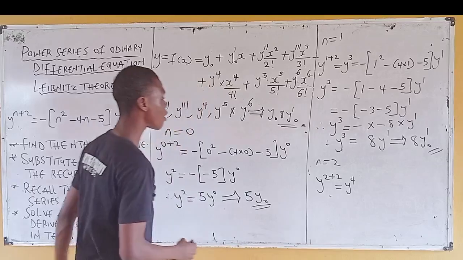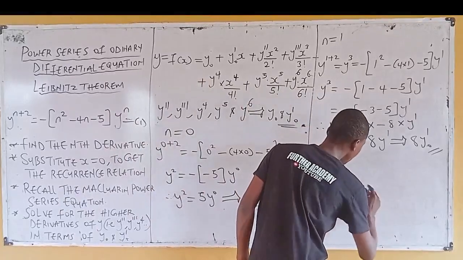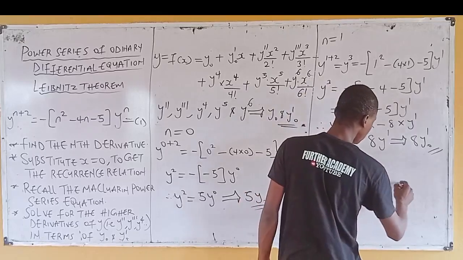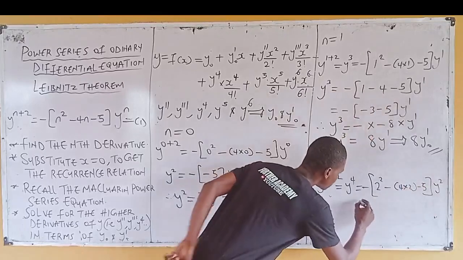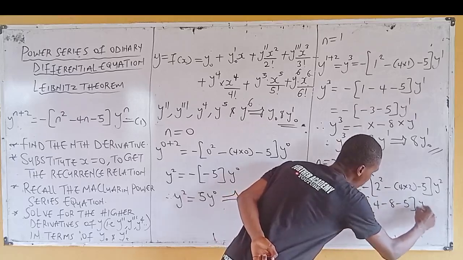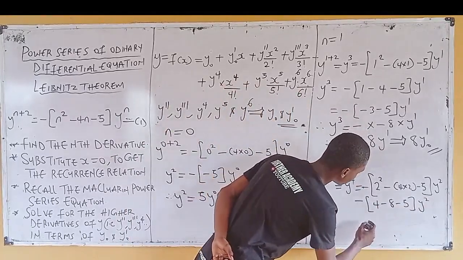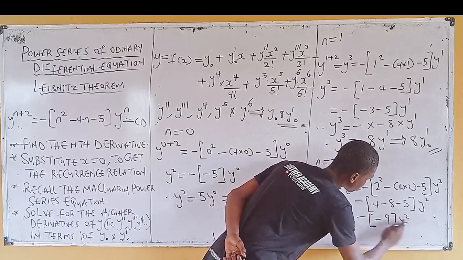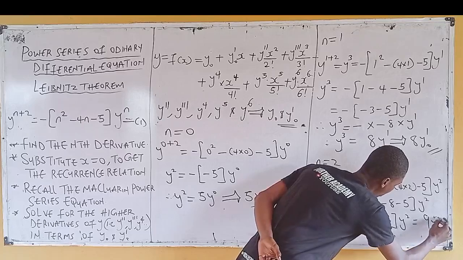meaning y raised to the power of 4, is equal to negative all into bracket, what do I have? 2 squared, minus all into bracket 4 times 2 minus 5 multiplying y raised to the power of 2. This becomes negative all into bracket 4 minus 8 minus 5 multiplying y raised to the power of 2. Then by the time we sum this up, I have negative all into bracket minus 9 multiplying y raised to the power of 2, which is equal to 9y squared.